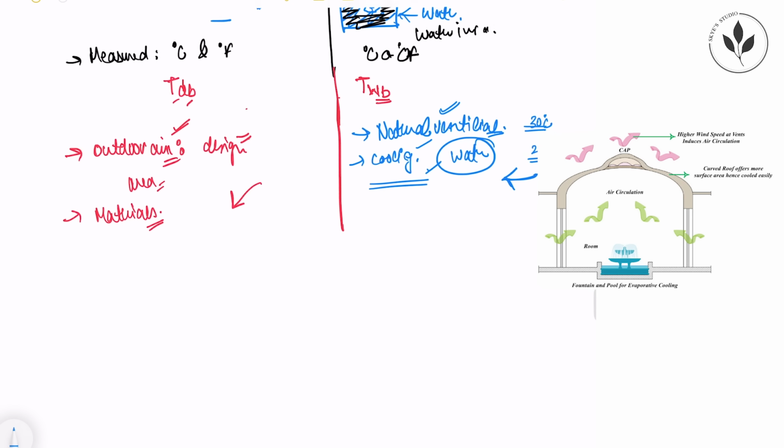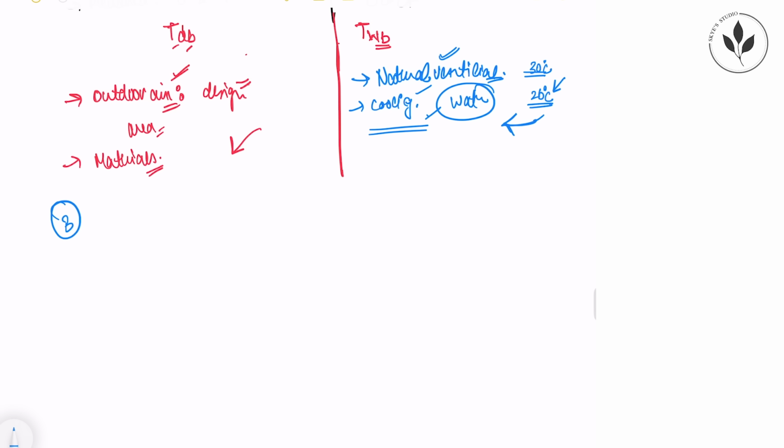Now, the third type of value that we are getting in the psychrometric chart is relative humidity.